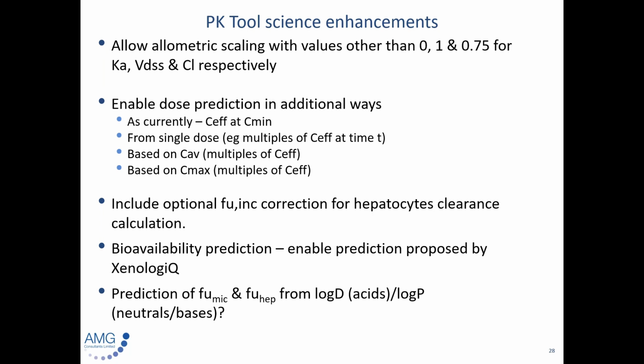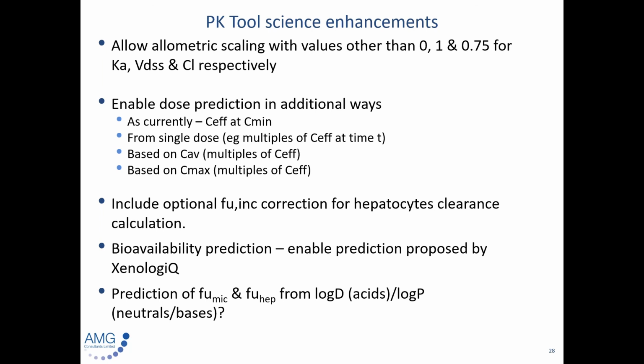The third scientific enhancement we want to introduce here is, at the moment, there is a correction if you use microsomal clearance. There's a correction for microsomal binding, but if you use hepatocytes, there's no similar correction for hepatocyte binding. So we'll introduce that.